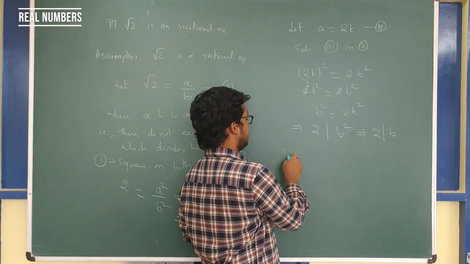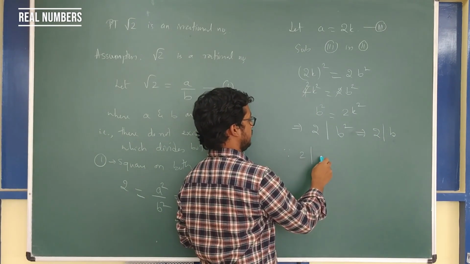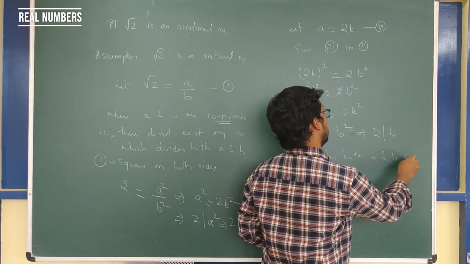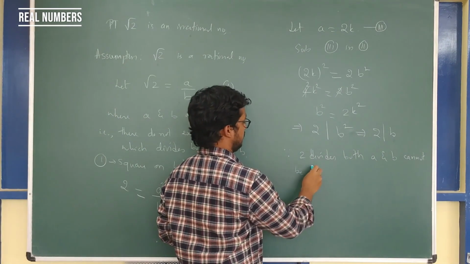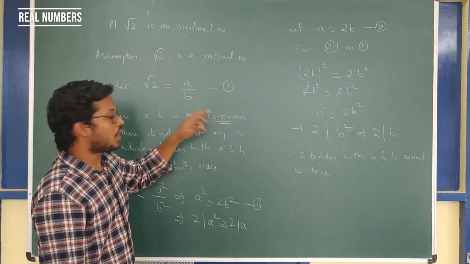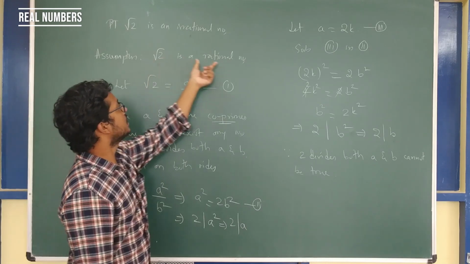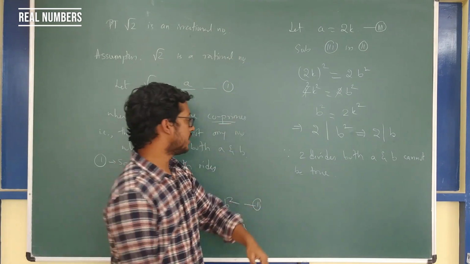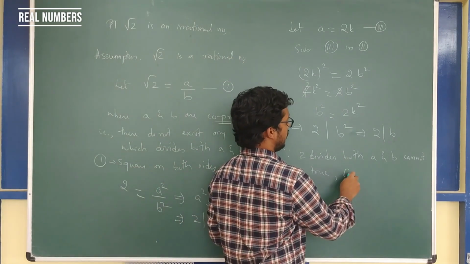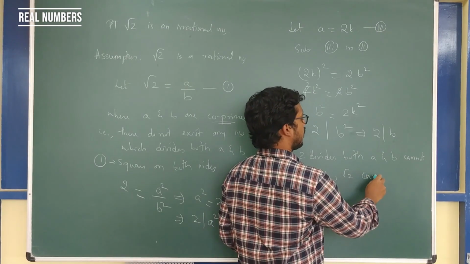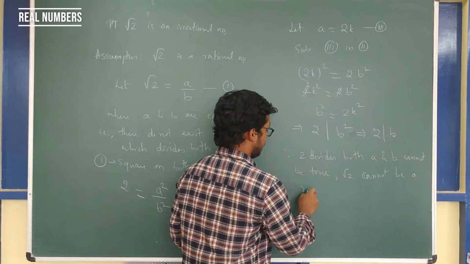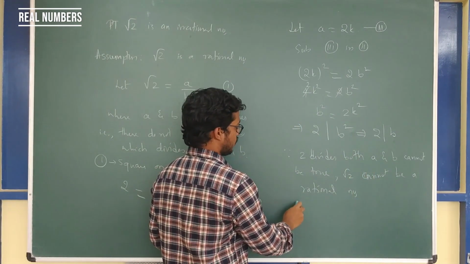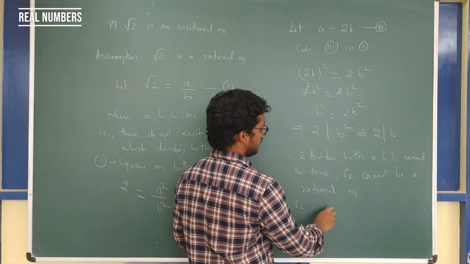Correct? Since 2 divides both a and b cannot be true, our assumption must be wrong. So what was our assumption? Our assumption was square root 2 is a rational number. So if that assumption must be wrong, therefore cannot be true, square root 2 cannot be a rational number. Since it cannot be a rational number, we can say that square root 2 is an irrational number.